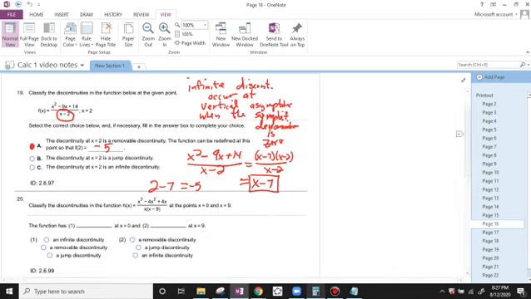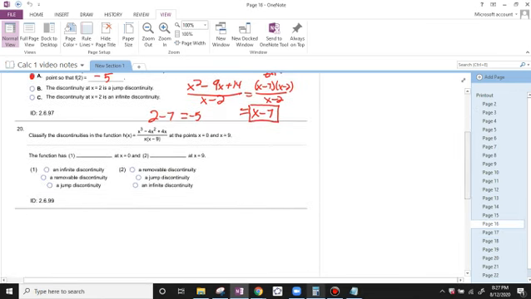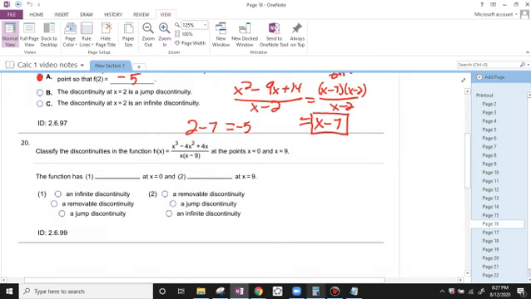Did I skip 20? Oh, there's 20. 20's here. Same question here. Let me zoom in. We've got x cubed minus 4x squared plus 4x all over x times x minus 9.